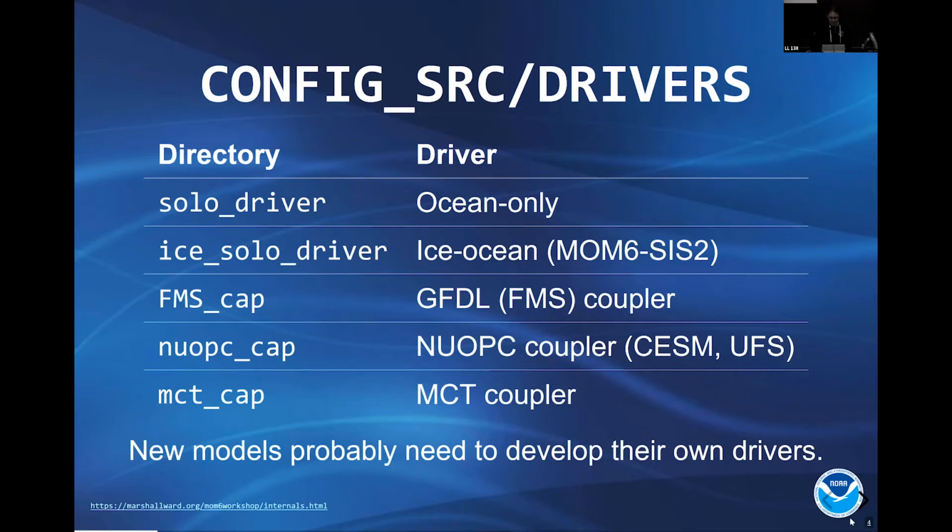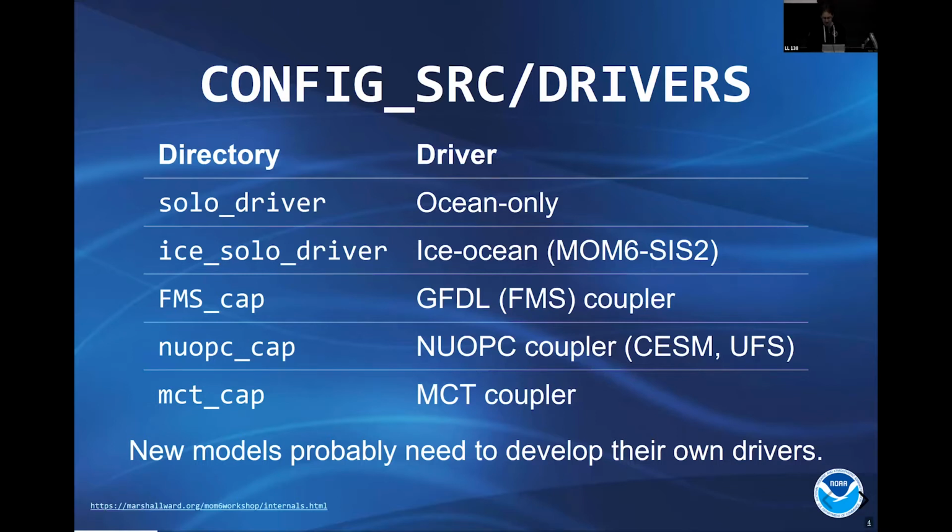There's examples here of ocean only, which we've been using. There's also ice solo, which runs with SIS. And then we have the last three, which are genuine coupled models. We have FMS cap, which is what GFDL uses. We have nuopc cap, which is used by a couple other groups that I listed here. And MCT cap, I don't know if anyone's using that anymore, are they? Okay. Yeah, MCT is a coupler framework similar to Oasis. And I guess it's there for a bit legacy support, but same idea.